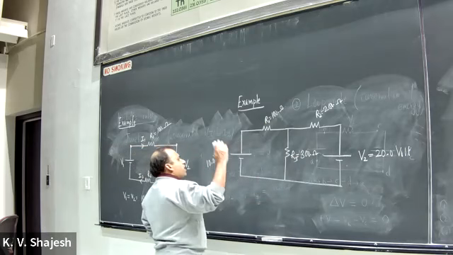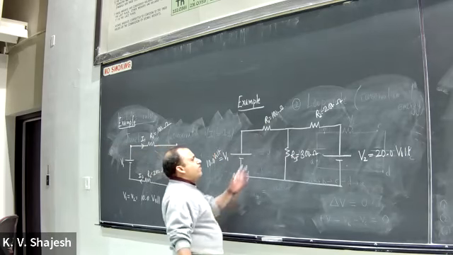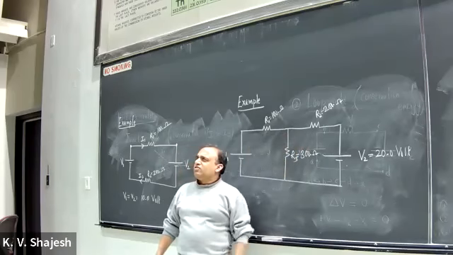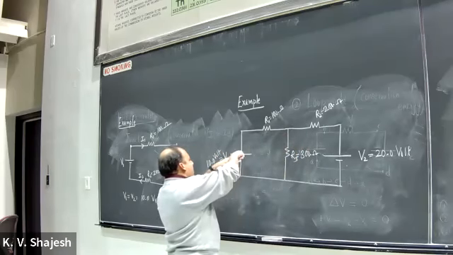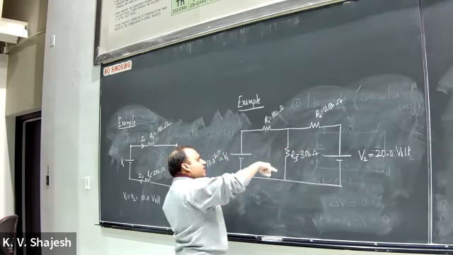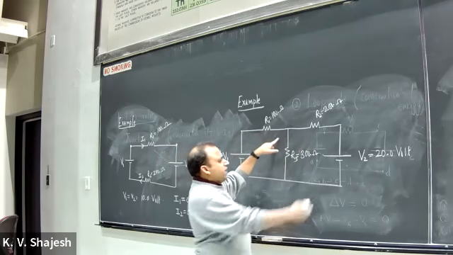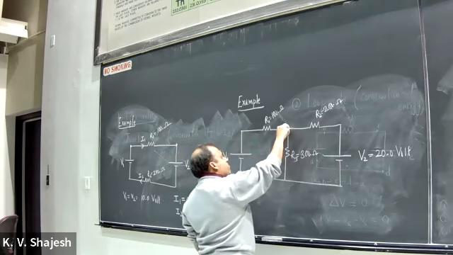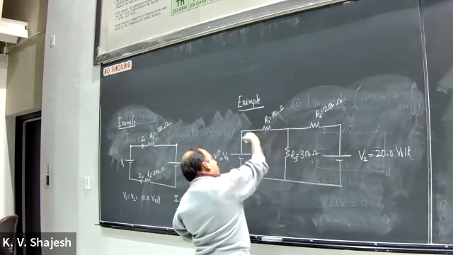So let's choose randomly, because it is not easy a priori to argue which direction the current goes through. This is at a higher potential, we expect the current to go through, but this is also at a higher potential. So maybe from here to here, it could be this way or that way.